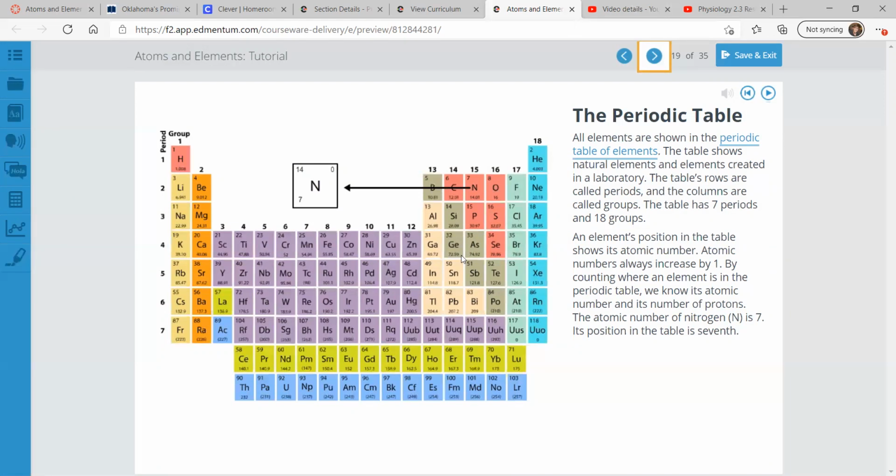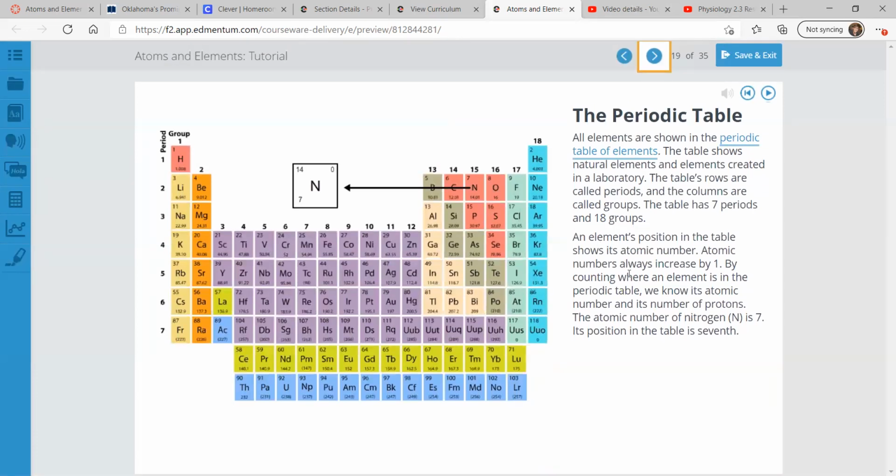And it has 7 periods. And we call the vertical columns groups. And there are 18 groups. And sometimes the periodic table doesn't look as organized as you think it is, but it's hard to show it all in its natural state. So we'll get into that a bit later.